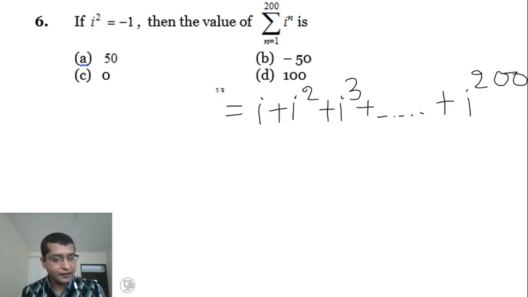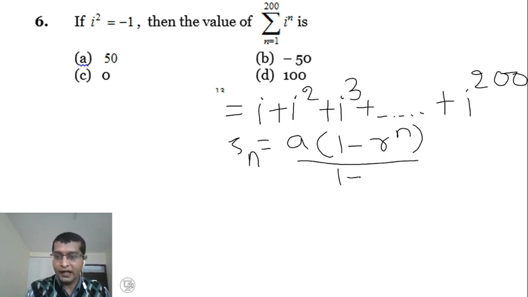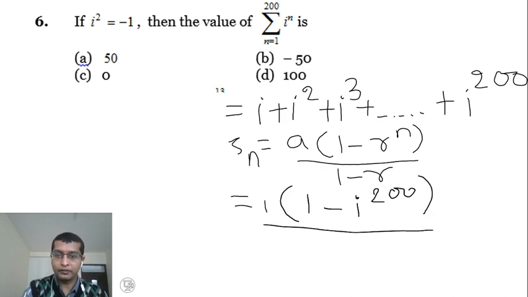So we observe that this is a geometric progression, so we write a formula for this geometric series. S n formula is S n equal to a into 1 minus r to the n divided by 1 minus r. So a is the first term, that is i, 1 as it is, minus r, common ratio, it is second term divided by first term, i square divided by i, we get i. So raised to n, n is up to 200 terms here, whole divided by 1 minus r, so it is 1 minus i.